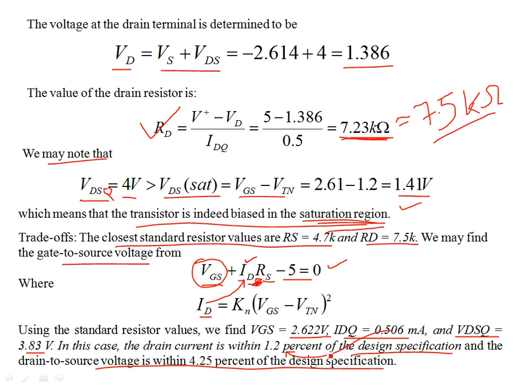If the transistor is being used as a linear amplifier in the SAT region, you're not moving out of the SAT region. 3.83 is still much greater than 1.41, so there won't be any clipping in the output voltage waveform as a linear amplifier. It is still greater than 1.41, so you are still in the SAT region, much away from the transition point or the saturation point.